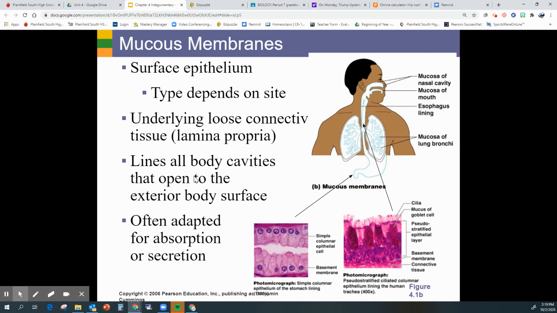This one, like I was saying, lines all of our open cavities to the exterior. So this would be like the nasal cavity, oral cavity. It would also line our trachea as well as our esophagus. It also lines the entire cavity from the opening of the mouth all the way to the anus through the digestive tract. All right. In most places, it is adapted to do both absorption, meaning it can absorb nutrients or absorb oxygen and other gases, and it's also adapted to secrete substances. So inside of the lungs and inside of the digestive tract, it will do those. These are the ones that will have most of those goblet cells that we talked about in the last chapter.